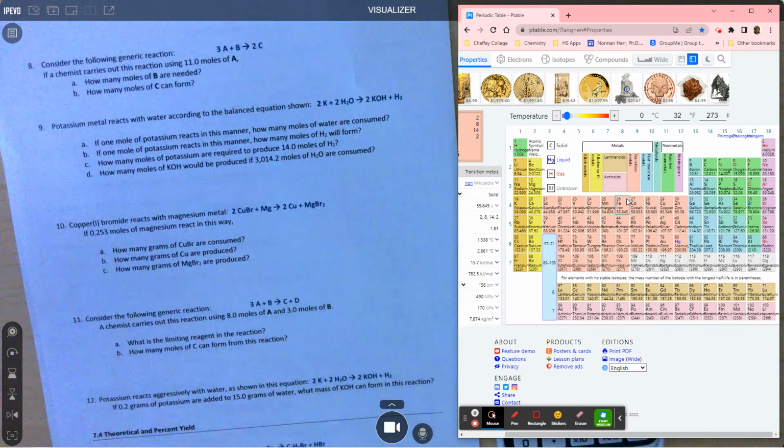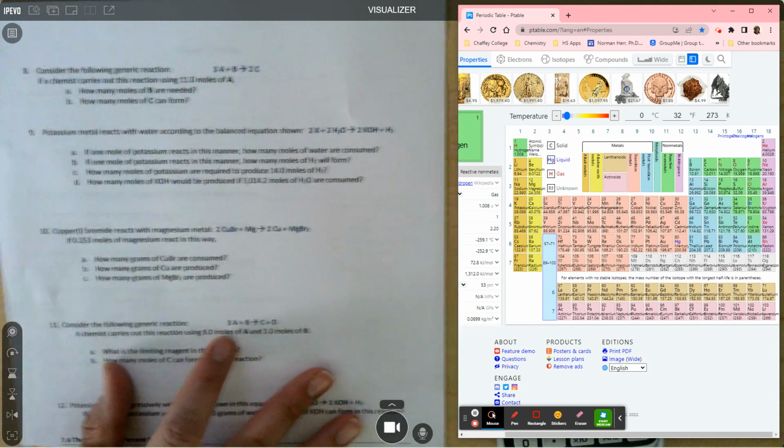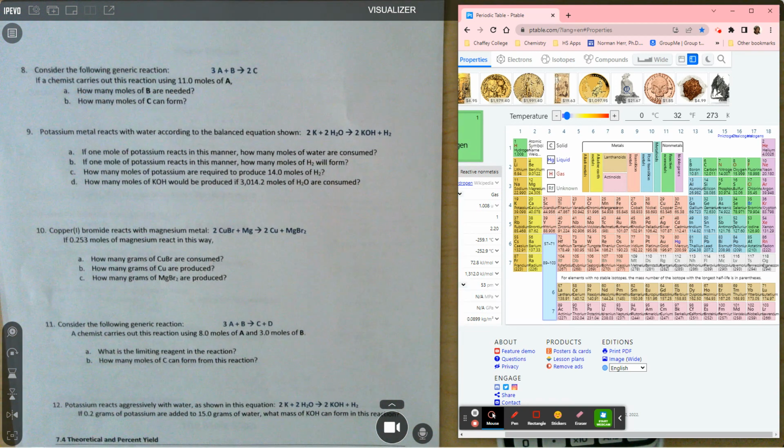So now we're going to have a limiting reagents kind of problem, I believe. Let's take a look. It says, consider the following generic reaction: 3A plus B gives you 2C. If a chemist carries out this reaction using 11 moles of A, how many moles of B are needed? How many moles of C can form? All right, so it's a limiting reagent equation that we're going to solve.